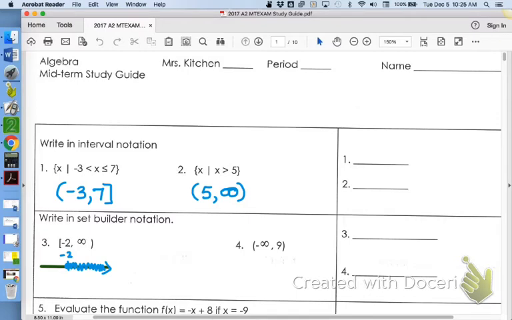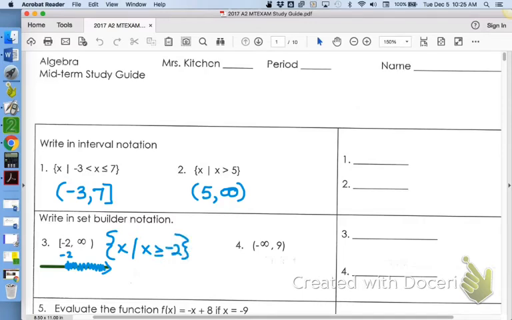Question number 3, we are going to put a solid circle right here at -2 because of the bracket, and I'm just going to shade the number line that goes to the right. Now I can write this in set builder notation. I don't know why I drew a number line. Oh well, I guess it'll help us see this a little bit better. Set builder notation is our fancy notation. So we want to write it x such that x is greater than or equal to -2.